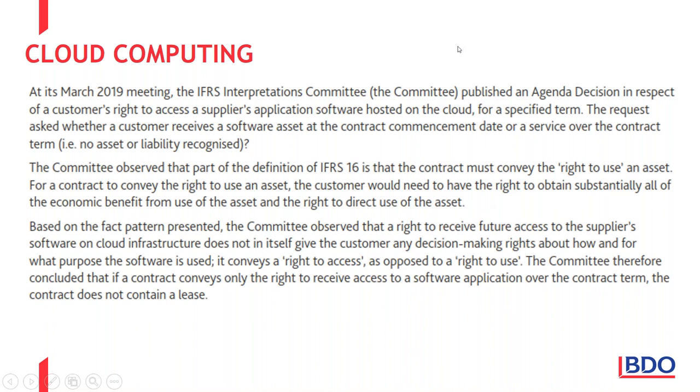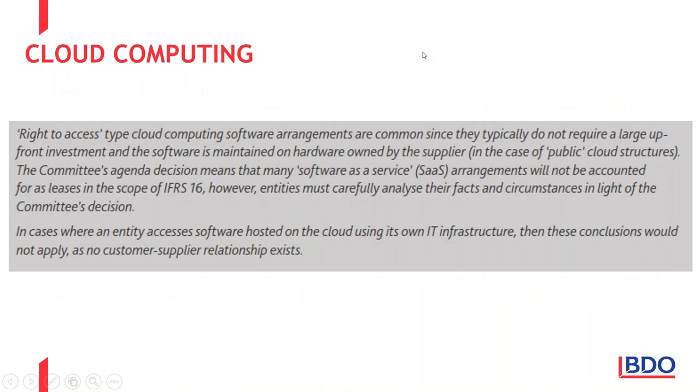Now, infrastructure as a service would be really interesting. This is specifically talking about software. So it was a fairly narrow discussion. They say right to access type cloud computing software arrangements are common since they typically do not require a large upfront investment, and the software is maintained on hardware owned by the supplier. So that's public cloud, Azure, Amazon, Microsoft, etc. So the committee's agenda decision means that many software as a service arrangements will not be accounted for as leases in the scope of IFRS 16.